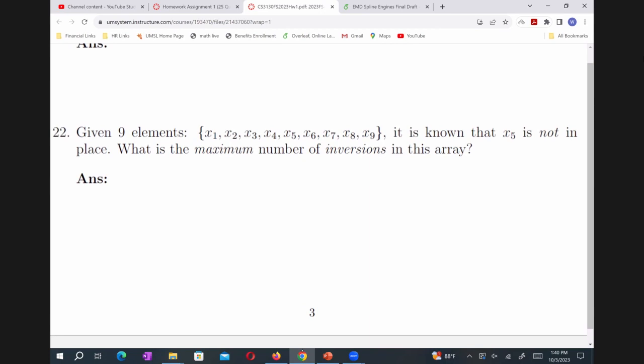So here, the first step to solve this problem. First, we remove that condition, X5 not in place condition. Because remember, sometimes when we remove one condition, we can make it simpler. Later, after we find the solution, we add it back. So let's remove it. We do not consider X5 not in place. It could be in place.